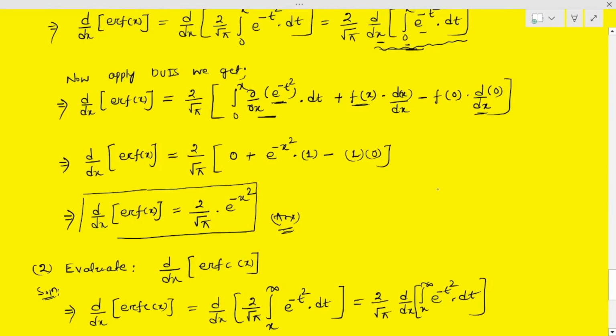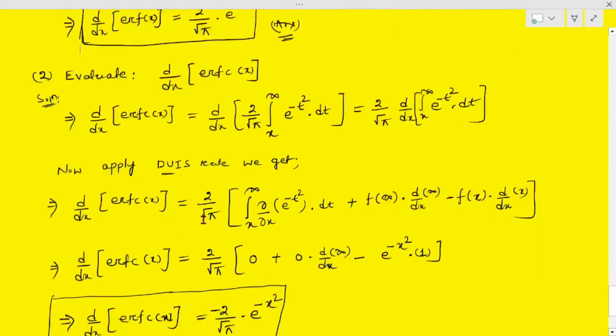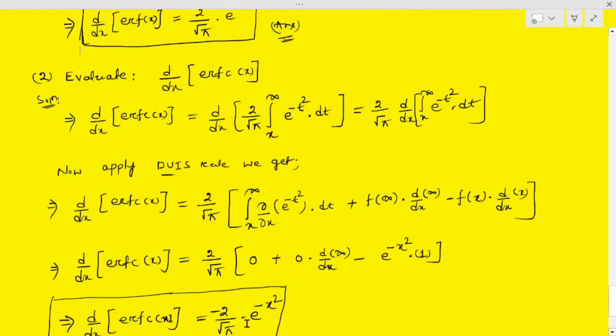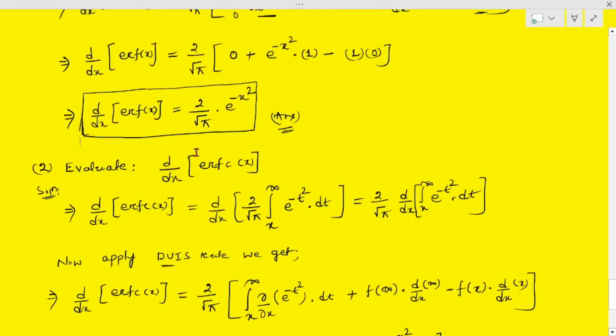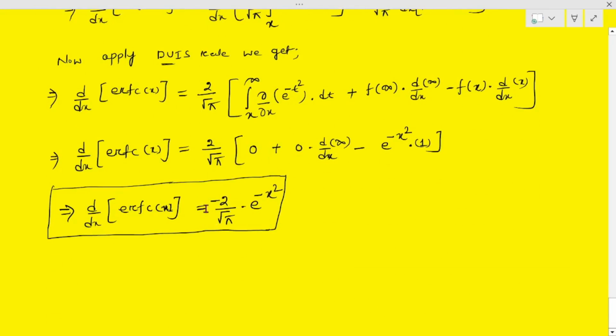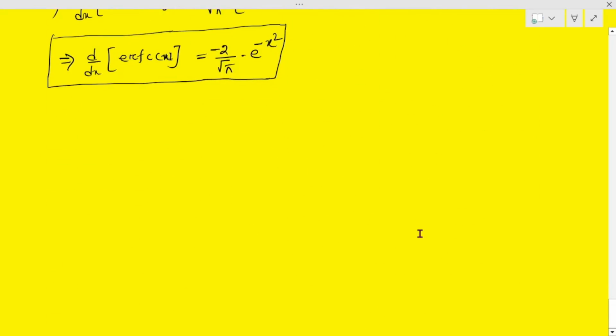You just remember, if I compare the two results, differentiation with respect to x of the error function and the complementary error function, only the minus sign is extra in this. Here 2 by root pi e to the minus x square, here minus 2 by root pi e to the minus x square. Now we are going to go for our third question.